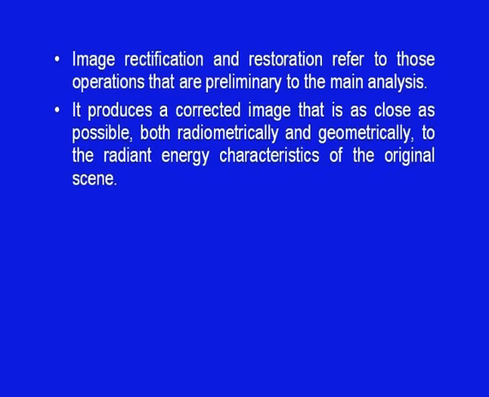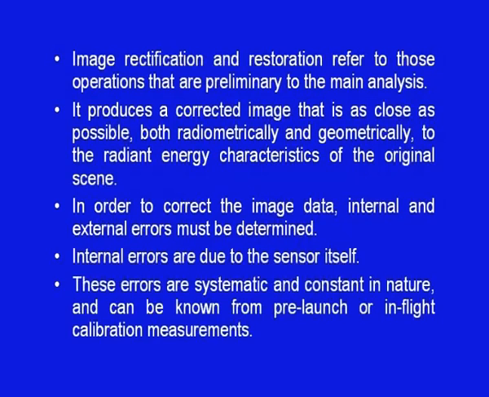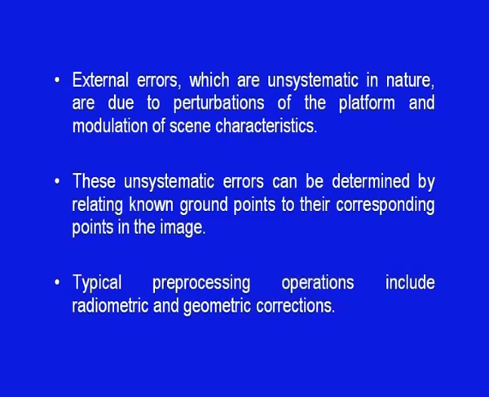of the original scene. In order to correct the image data, internal and external errors must be determined. The internal errors are due to the sensor itself. These errors are systematic in nature and constant, and thus can be known from pre-launch or in-flight calibration measurements. External errors, which are unsystematic in nature, are due to perturbations of the platform and modulation of scene characteristics. These unsystematic errors can be determined by relating known ground points to their corresponding points in the image. Typical pre-processing operations include radiometric and geometric corrections.